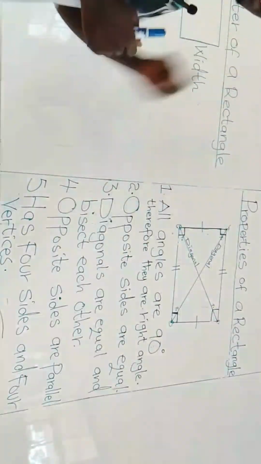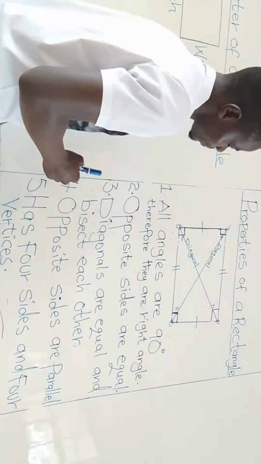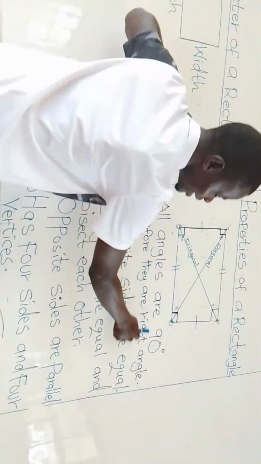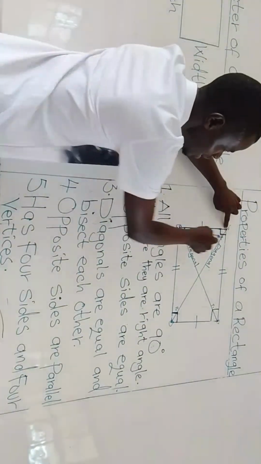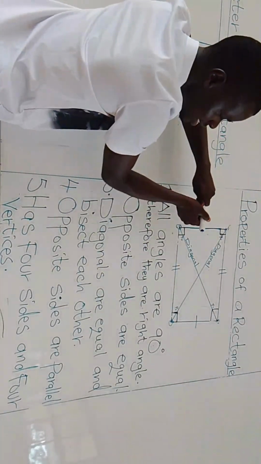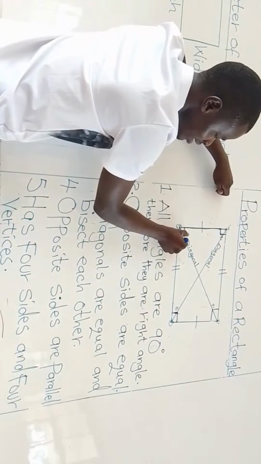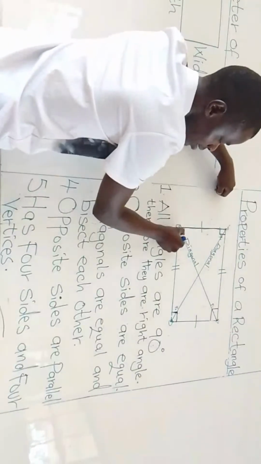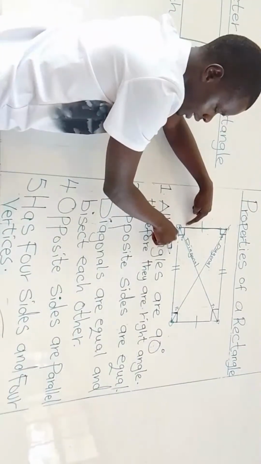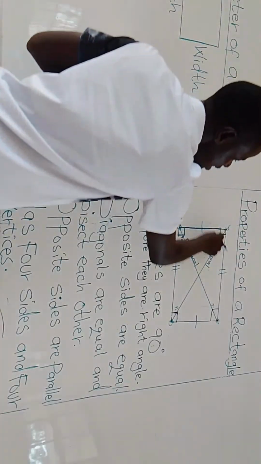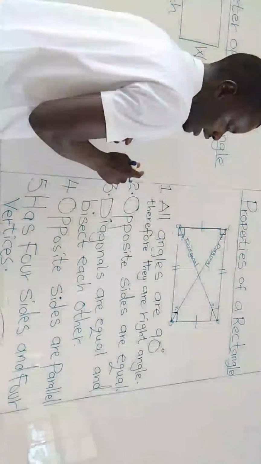Now let us come to the first property. Property number one: all the angles are 90 degrees, therefore they are right angle triangles. If you look at each and every corner, it is creating something that is known as 7 or L. So this 7 makes it 90 degrees. In addition to that, the sum of the interior angles is 360 degrees.